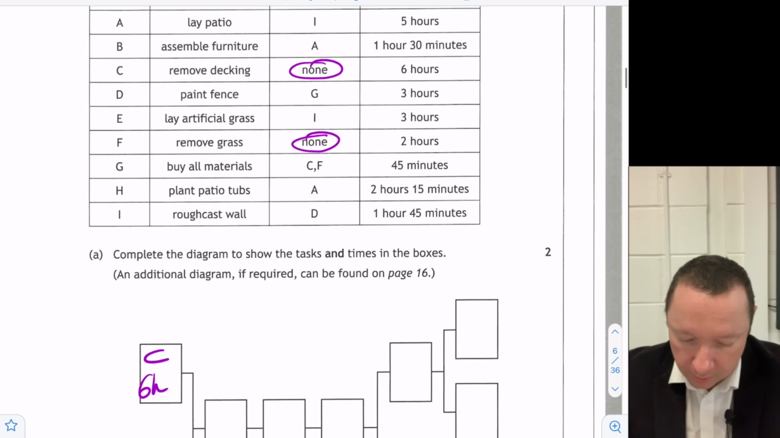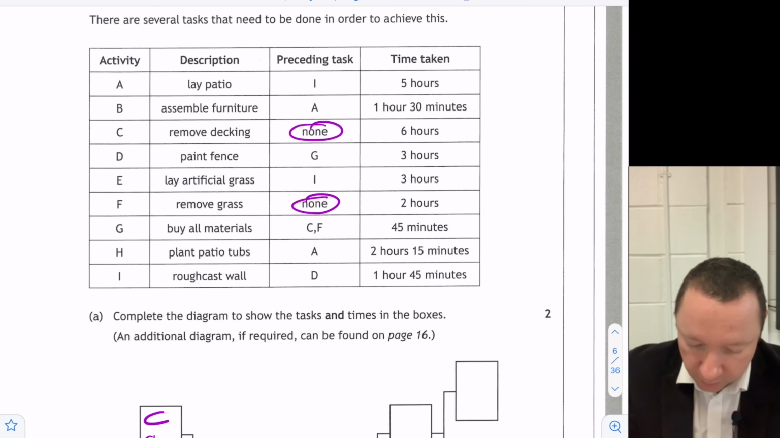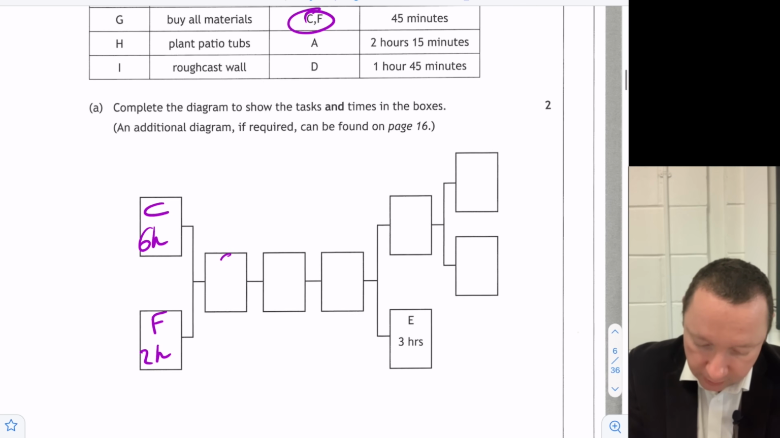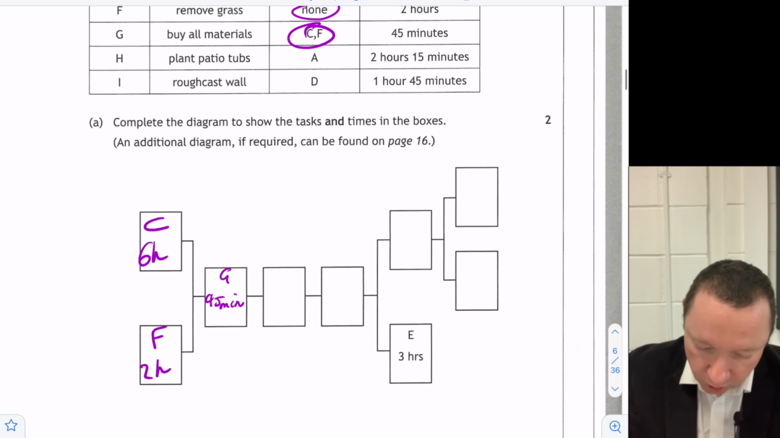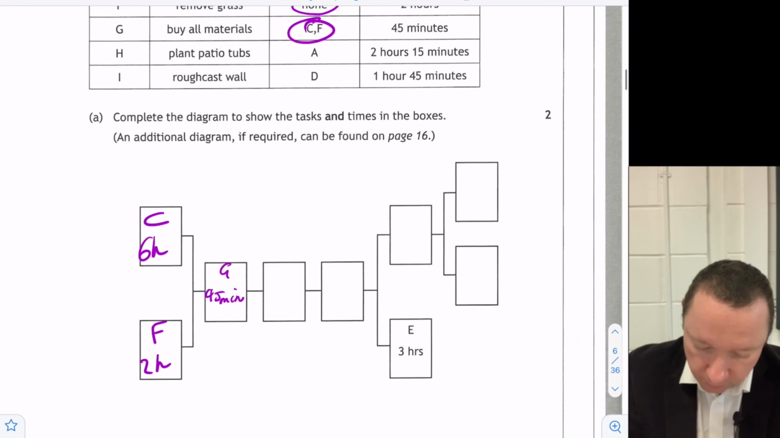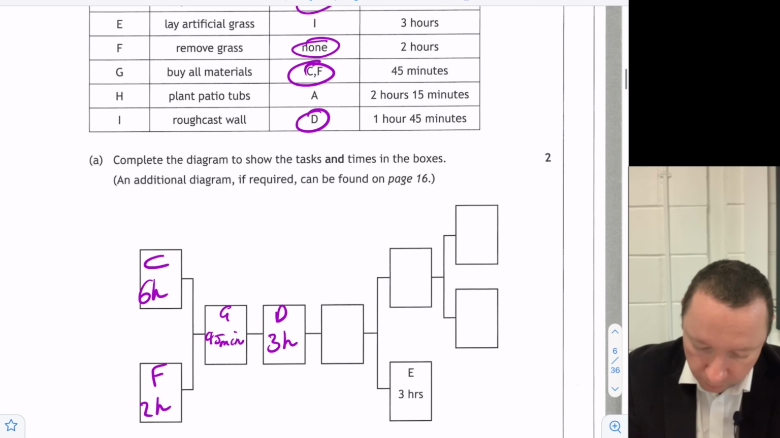Okay, after C and F, the last one before it is this one, so that's G, and that takes 45 minutes. Where G is the next one, so here, paint the fence is 3 hours. And then you've got I, rough cast the wall, 1 hour 45.